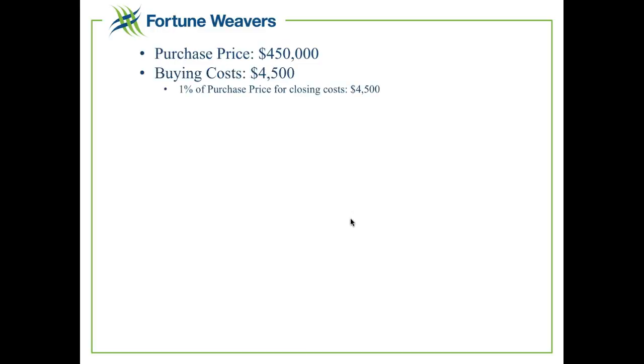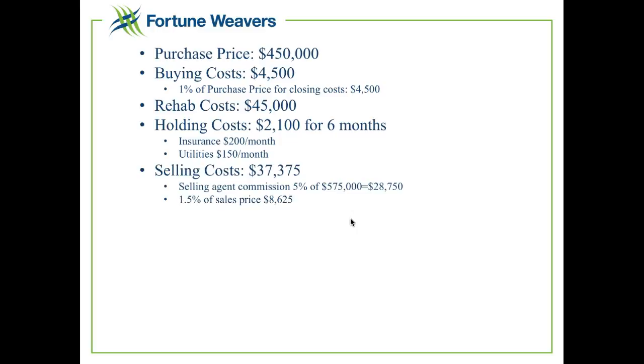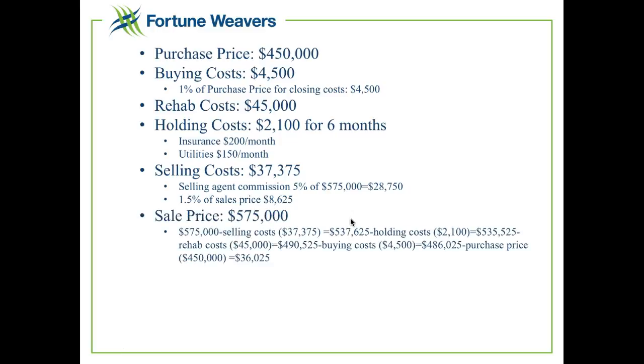Bought it for $450. We got that buying cost, the 1% of the purchase price. We got rehab costs at $45. We have some holding costs for insurance and utilities. We're going to sell at 5% plus 1.5% for our closing costs. So that's a total of 6.5. So let's back it out. We sell it for $575. We back out our selling costs, which are here, the $37,375. That leaves $537,625. We back out our holding costs, which is $2,100.